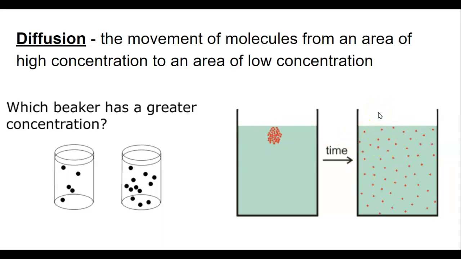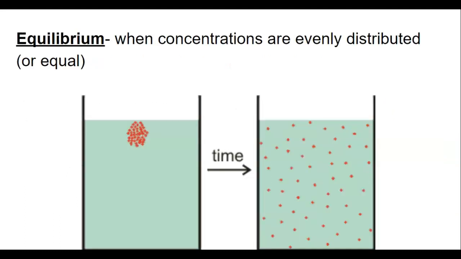If you need more time, just go ahead and pause this if you need more time to write it down. So what do we call it when they're all spread out and they're equal? We call it equilibrium. Okay, so go ahead, write this down. Equilibrium is when concentrations are equal or they're evenly distributed. So no longer do we have stuff just bunched up in one area. It's all kind of what we call uniform.